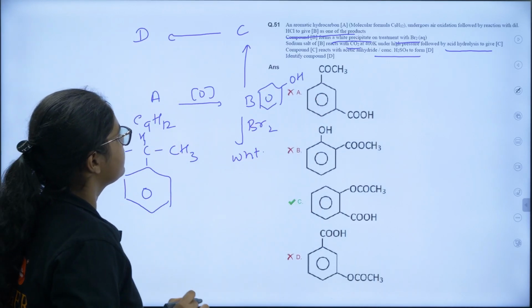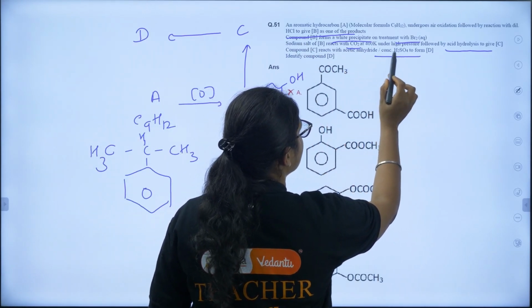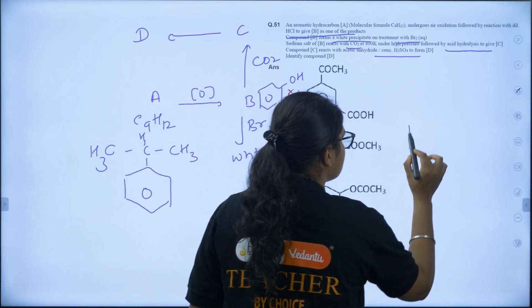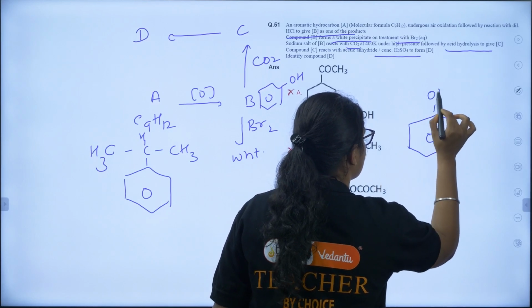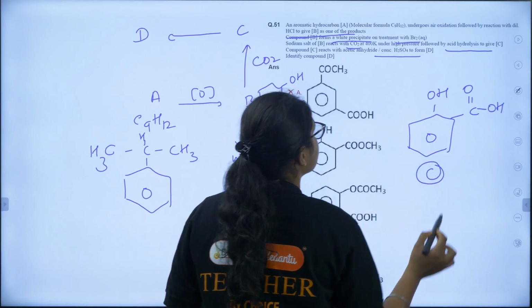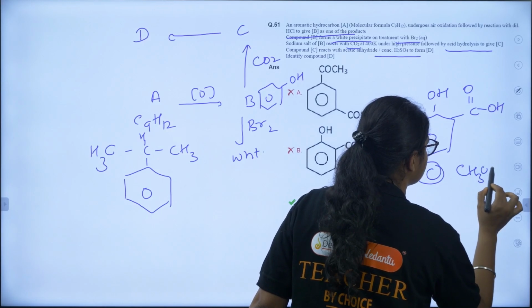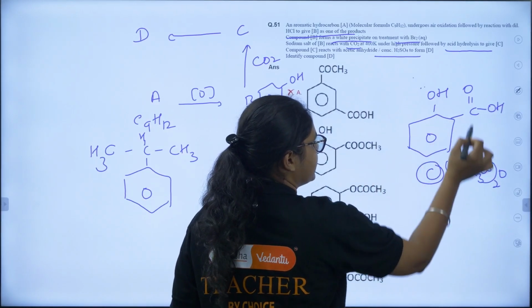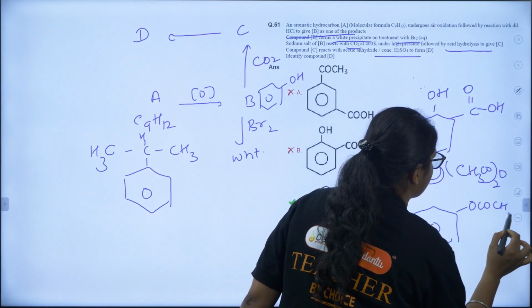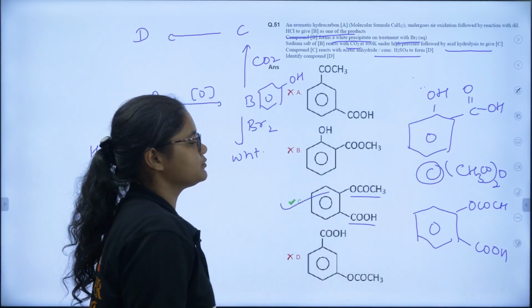Now the next part. The sodium salt of B reacts with CO2 at 400 Kelvin under pressure to give you C. So if it reacts with CO2, here we will get OH and COOH. This one is your C. Now this one reacts with acetic anhydride, (CH3CO)2O, in a nucleophilic addition reaction, and we will get OCOCH3 on one side and COOH on the other. So OCOCH3 and COOH, the correct answer is option number C.